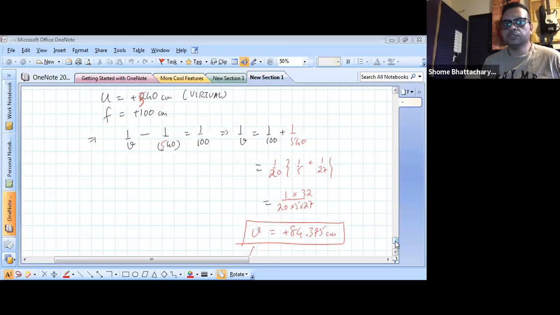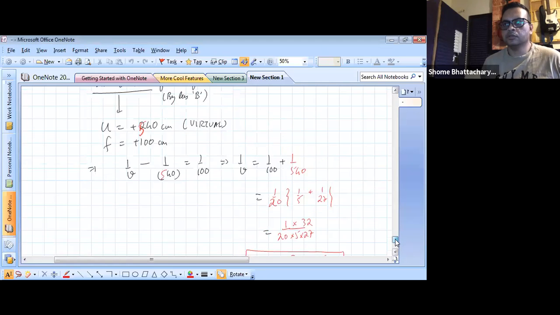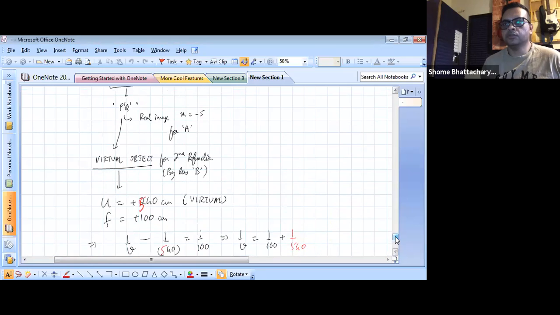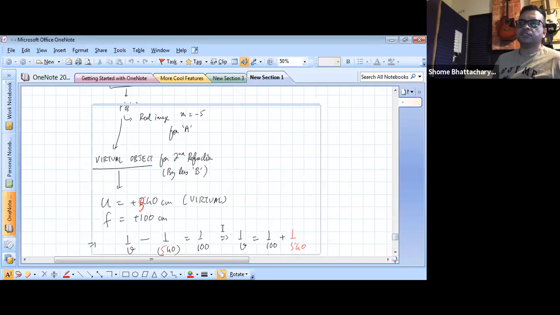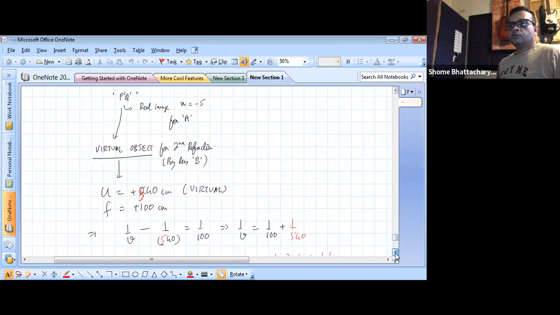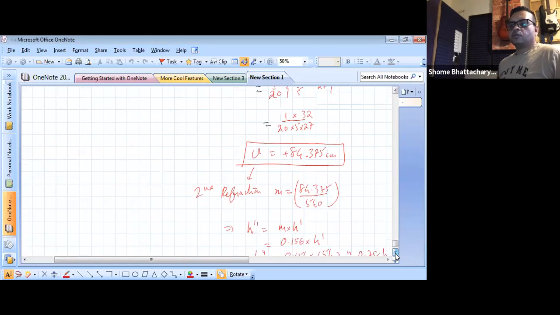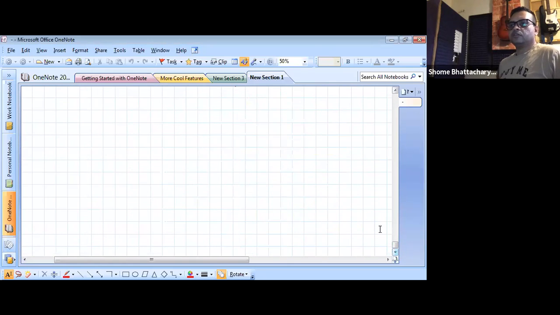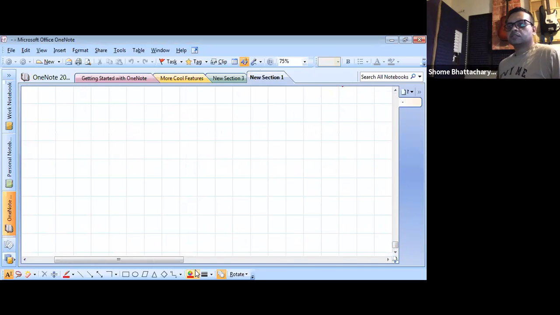Yeah, so this is how we deal with the situation of virtual object. So the first image for A, which was a real image, becomes a virtual object for B. And every time it's the same formula only, but with the correct sign convention. So now when we look at virtual objects for concave lenses, it's a bit more complicated. So we'll discuss the cases.